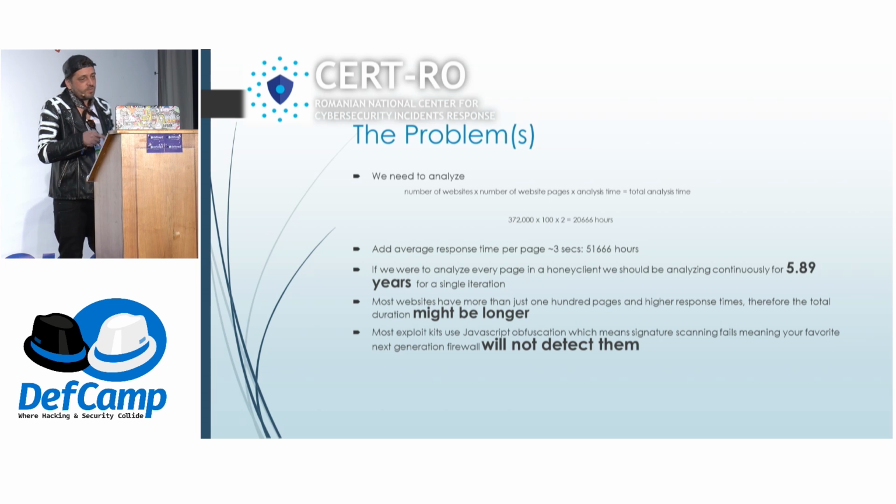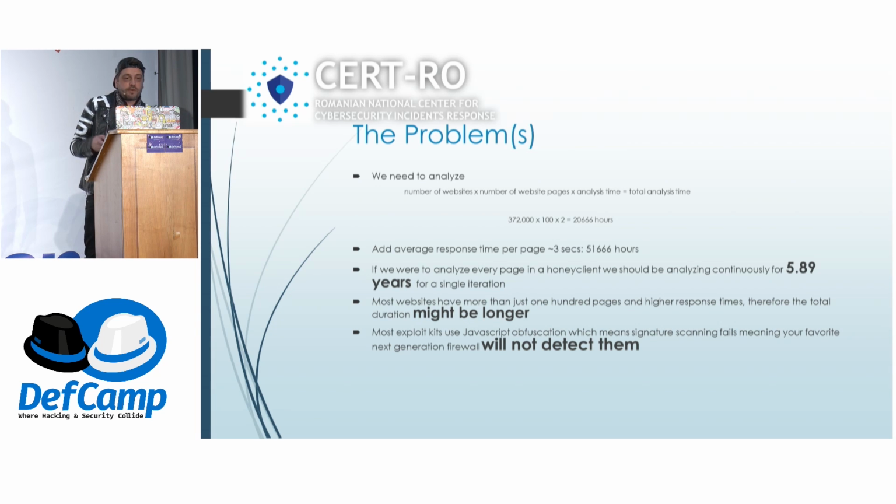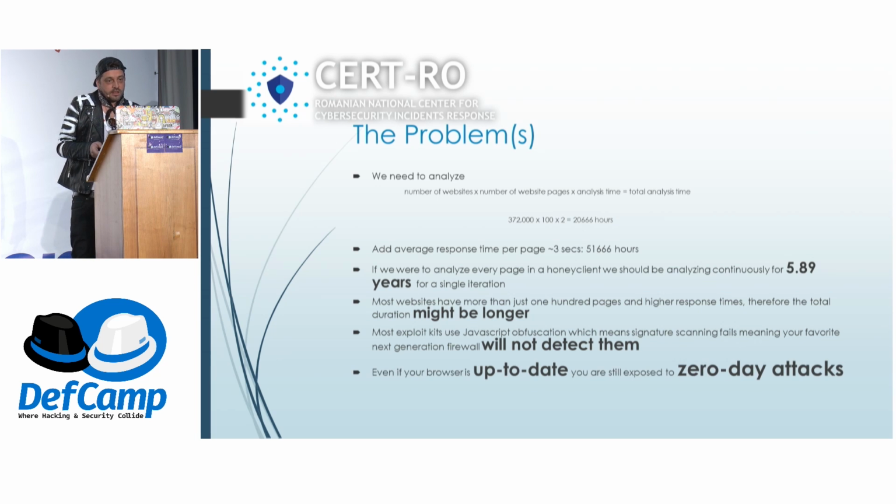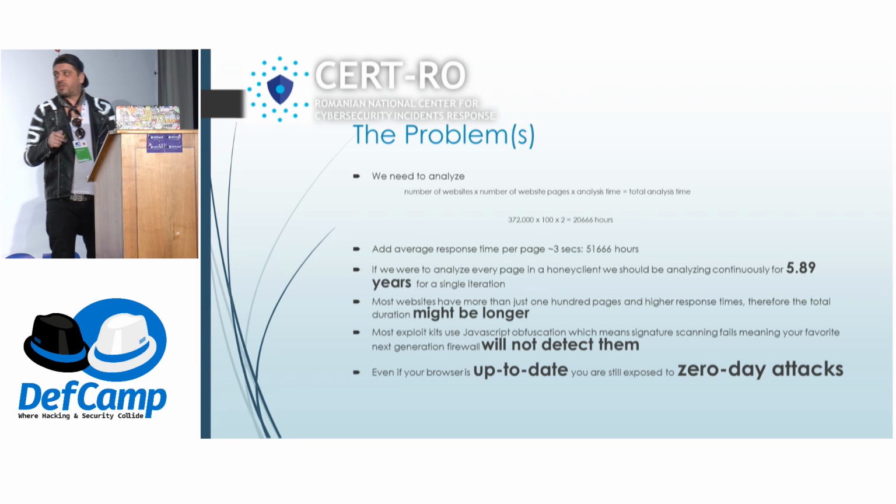Plus, most exploit kits use JavaScript obfuscation, which means that signature scanning fails, which means your favorite next-generation firewall will not detect them. Even if your browser is up to date, you are still exposed to zero-day attacks.